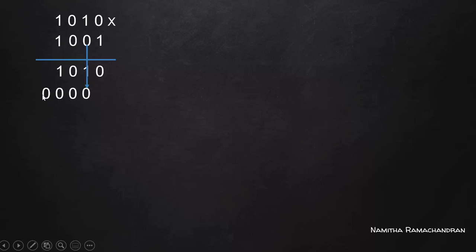Again, here the multiplier bit is 0. So starting from this position, we write 4 zeros towards left. 0 into 0 is 0, 0 into 1 is 0, 0 into 0 is 0, 0 into 1 is 0. Right? Next bit of this multiplier is 1.